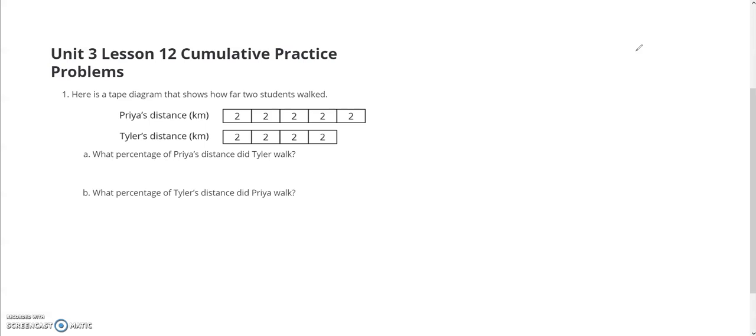So, this language is important. What percentage of Priya's? That means we're looking at Priya's as 100%. Priya's is 100%. What percentage of Priya's did Tyler walk? So, Priya's is 100%.